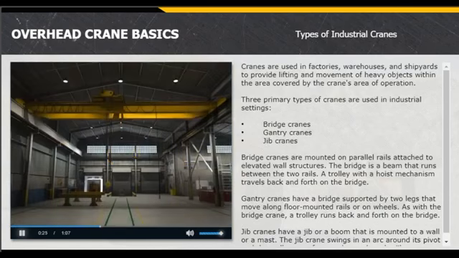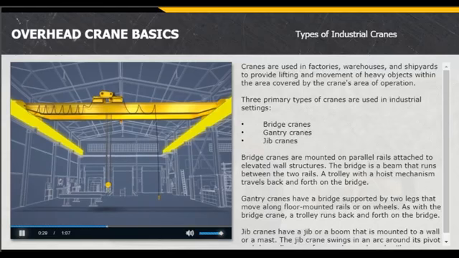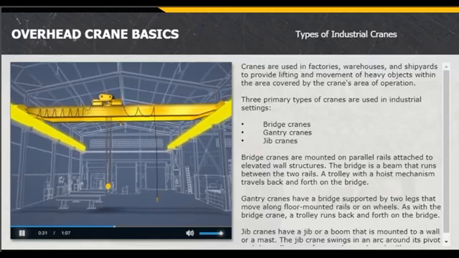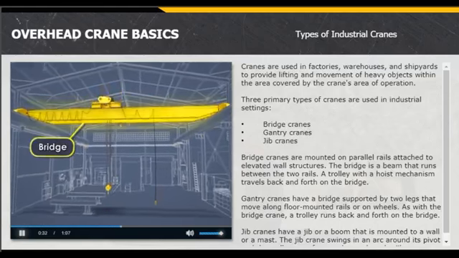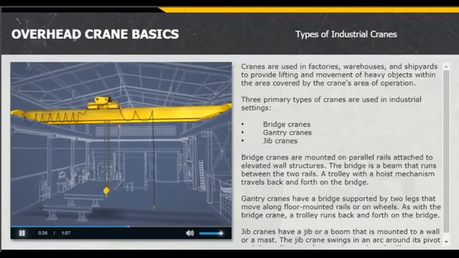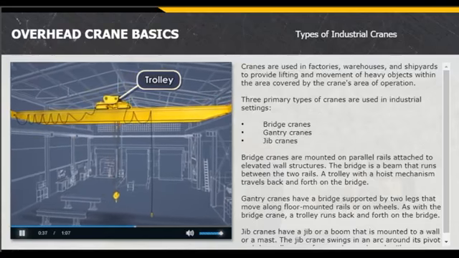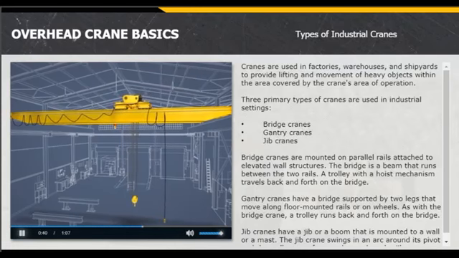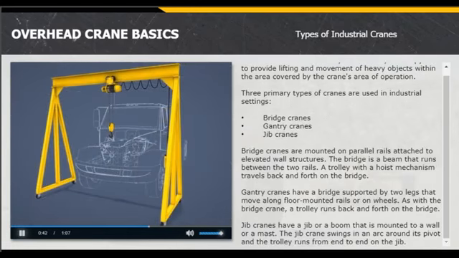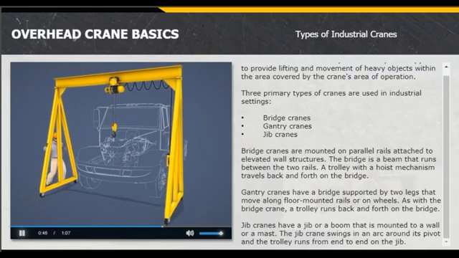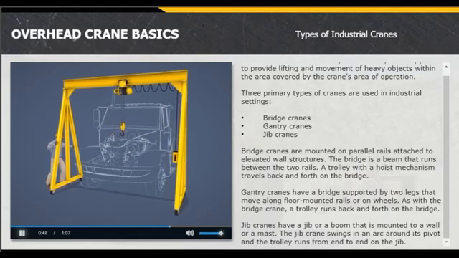Bridge cranes are mounted on parallel rails attached to elevated wall structures. The bridge is a beam that runs between the two rails. A trolley with a hoist mechanism travels back and forth on the bridge. Gantry cranes have a bridge supported by two legs that move along floor-mounted rails or on wheels. As with the bridge crane, a trolley runs back and forth on the bridge.